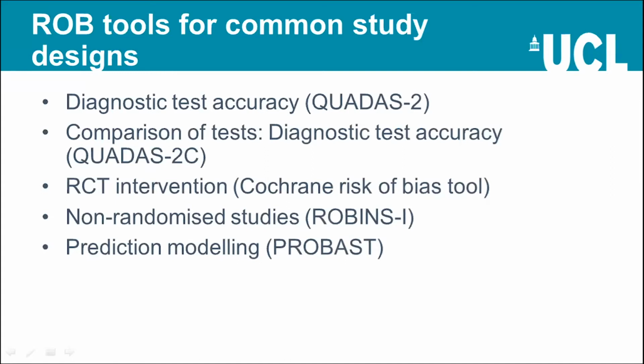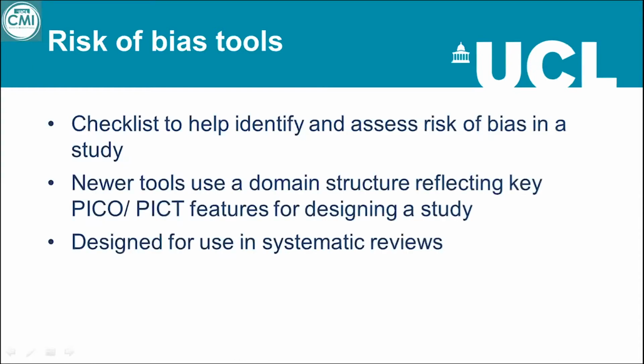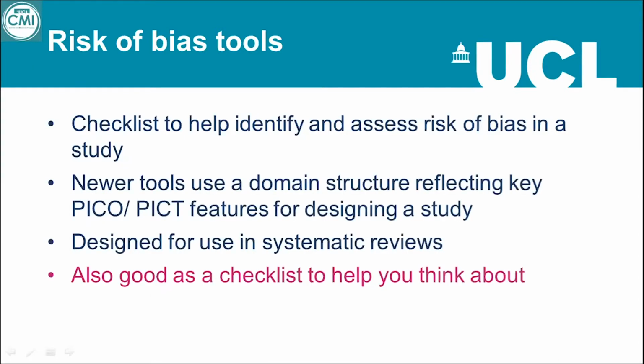So QUADAS-2 is for diagnostic accuracy. There's a new one coming up, QUADAS-2C, for comparison of diagnostic tests. That one's soon to come out. And then all sorts of other ones. These things are really useful to help you think about the risk of bias in your study. They were developed for use in systematic reviews, but they're really good as a checklist to think about the design of the study that you're going to do.